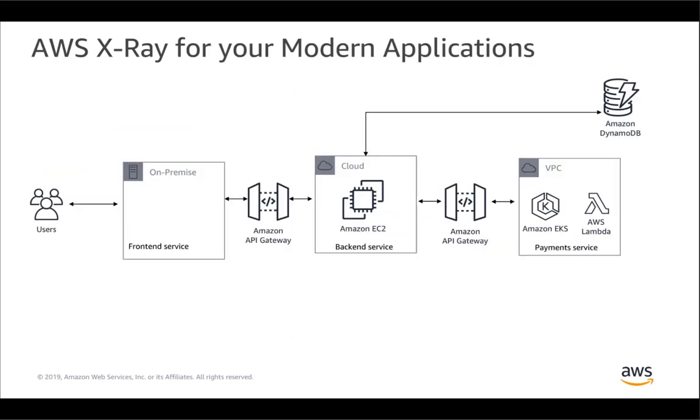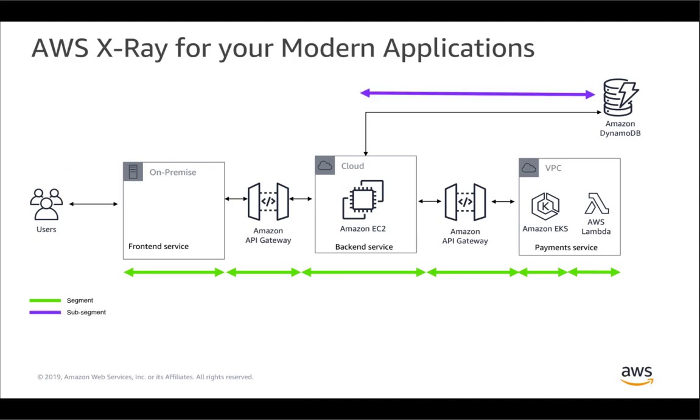Now let's look at what X-Ray does for your modern application. We looked at the slide earlier and we said, this is basically what a trace looks like. It's the end-to-end transaction from the user all the way to your payment service, and then the response back to the user. In terms of the X-Ray terminology, we refer to the data emitted by each one of these services as a segment. So in this case, the front-end service emits a segment, the API gateway is emitting a segment, your backend service emits a segment, the second API gateway also emits a segment, and then the EKS service as well as the Lambda service emit segments in each of their cases.